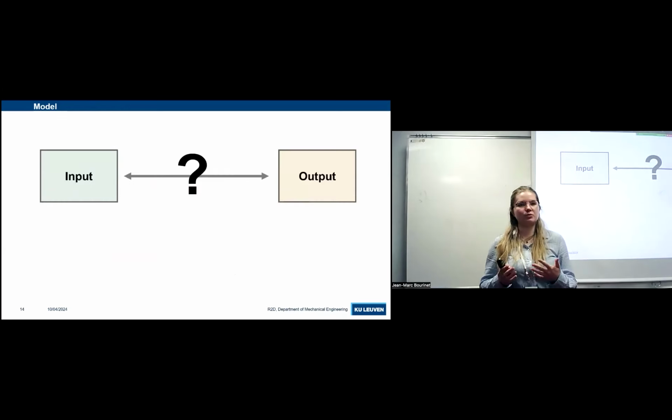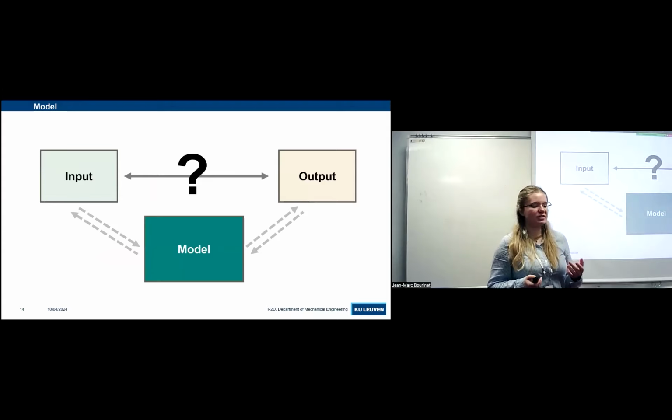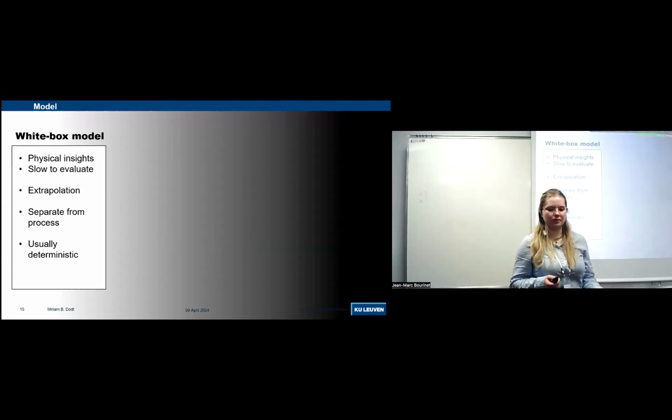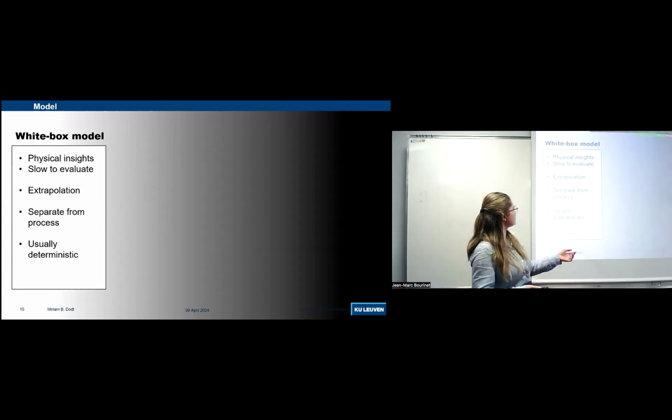How can you now address process control? First of all, you need a model of the process to understand the connection between input and output. For that, there exist different types of models. The first one are what we call a white box model. They know about the physics of the process, but that makes them very complicated and slow to evaluate. They usually have a good accuracy.